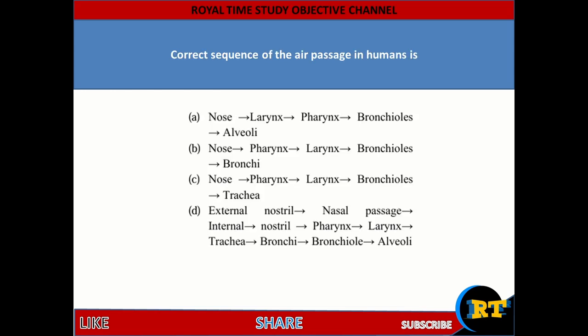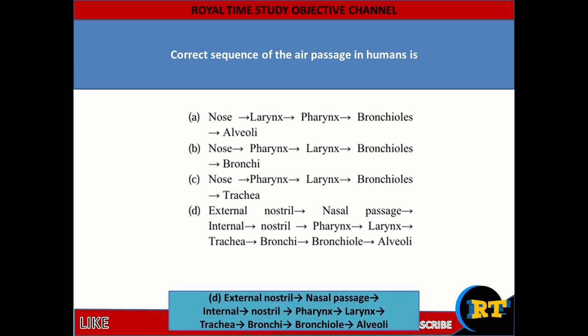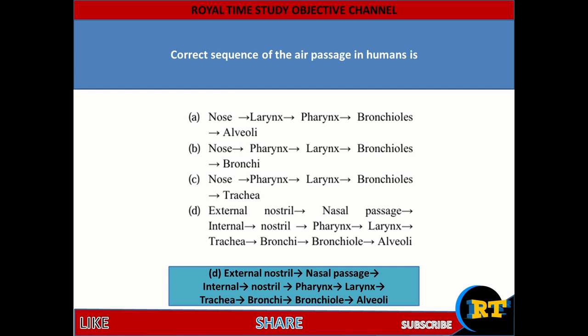The correct sequence of air passage in human is. Here are the options: option A, option B, option C, and option D. And the correct answer is option number D. Now let's move to the next question.